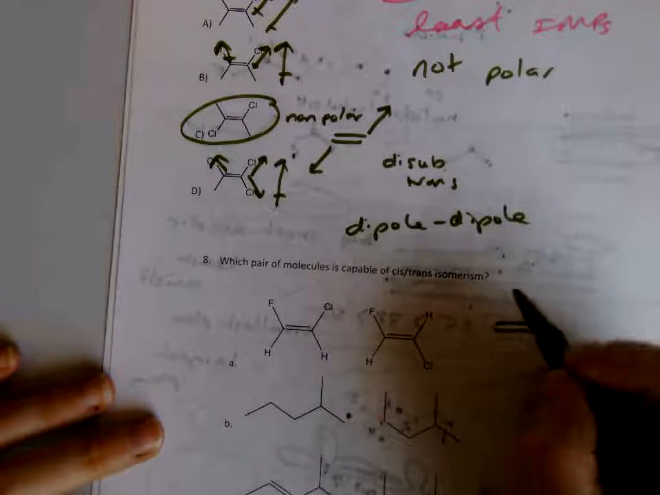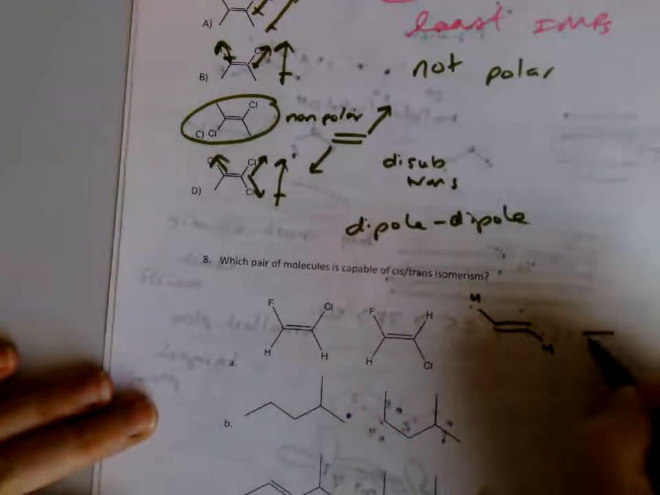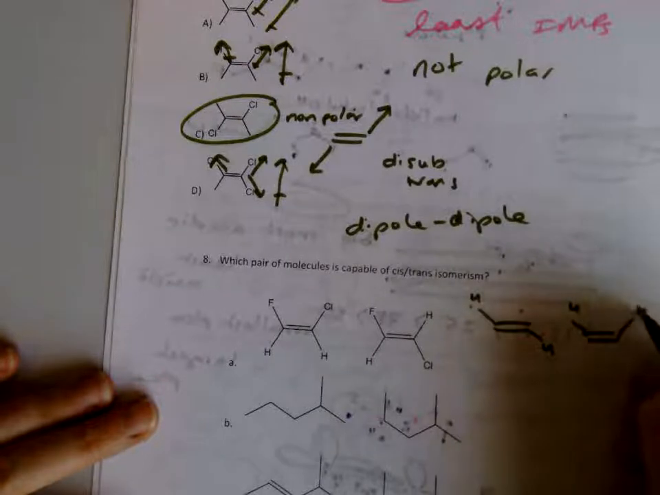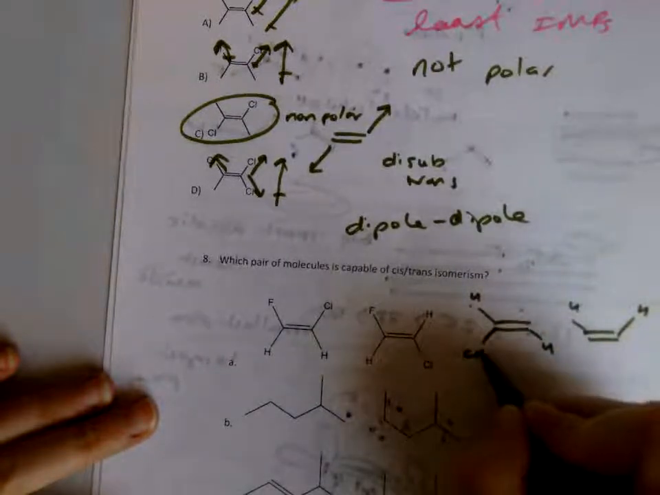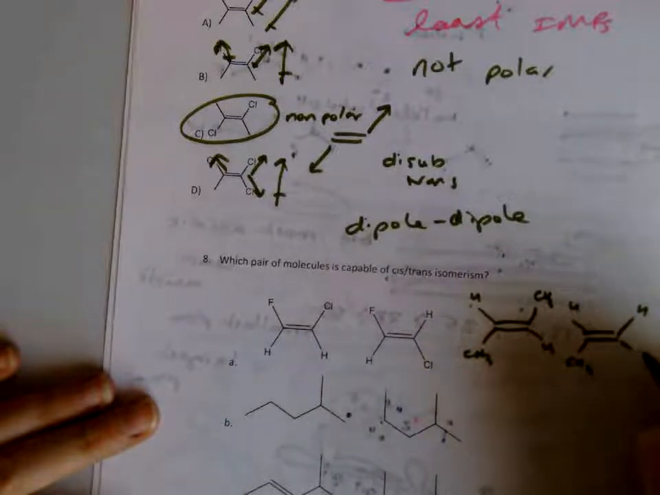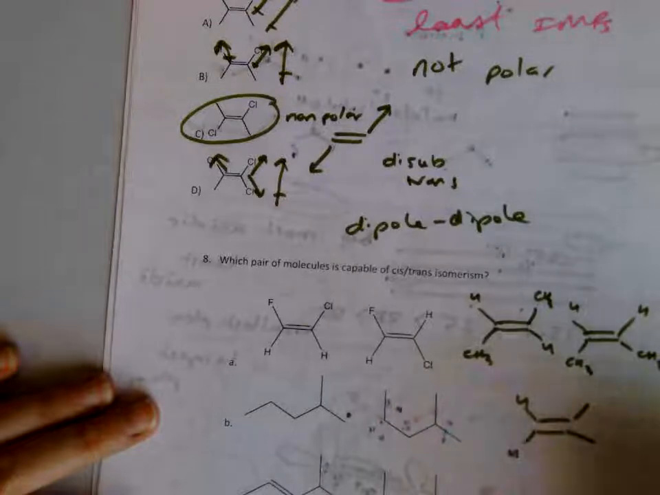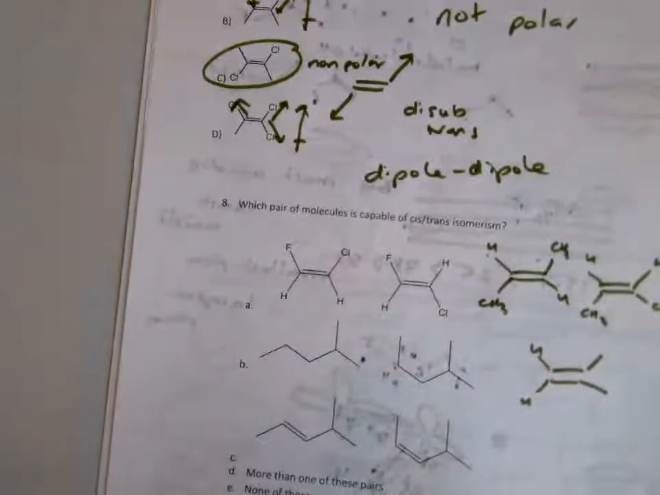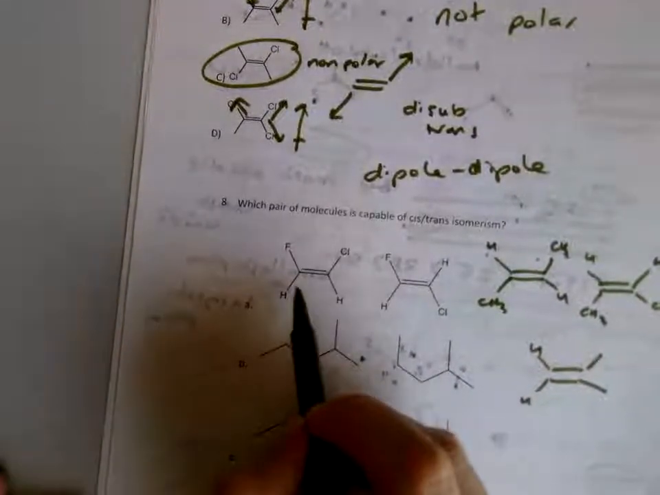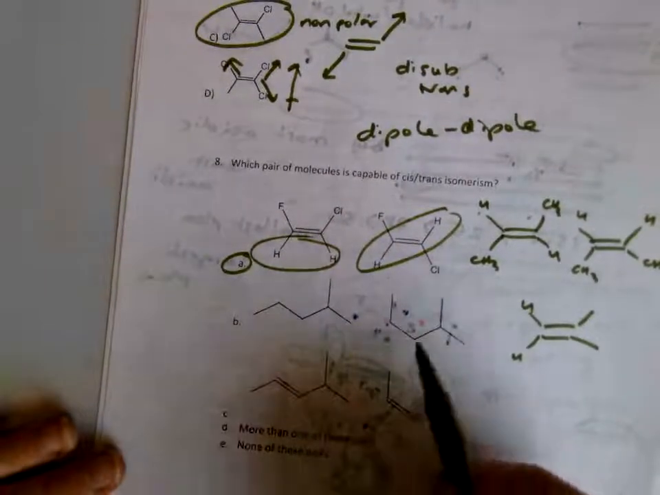Which pair of molecules is capable of cis-trans isomerism? So for cis-trans isomerism, we usually look for di-substituted, or two of the same groups on the same side or the opposite side, and this would be like CH3, CH3, or whatever. Now, if it's di-substituted on the same carbon, like this, that's not capable of cis-trans isomerism. So that's what we want to look out for. But here, we have two hydrogens on the same side, two hydrogens on the opposite, so that's one answer, but just in case, I'm going to keep going.